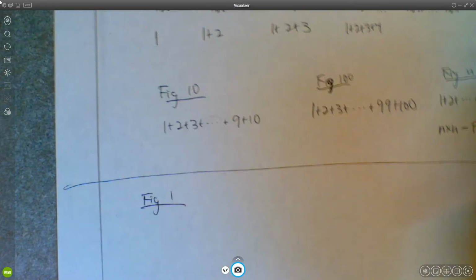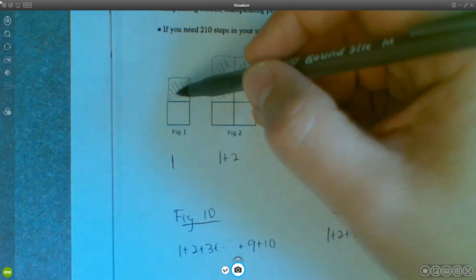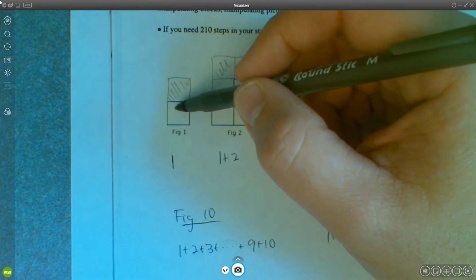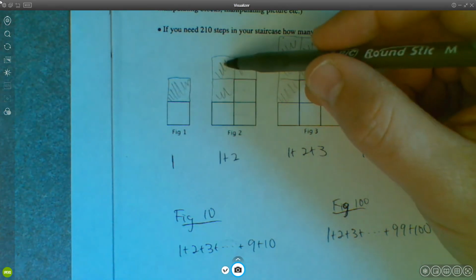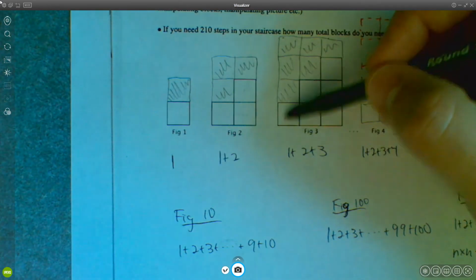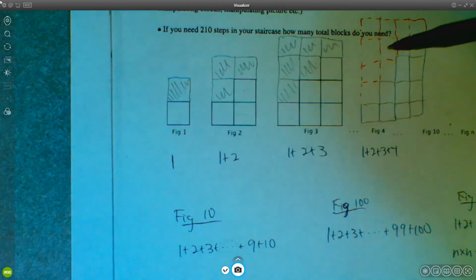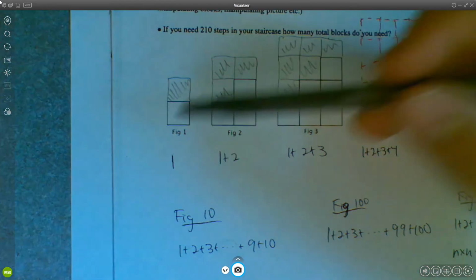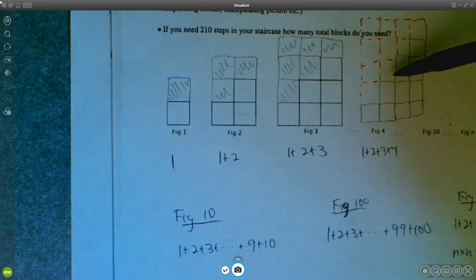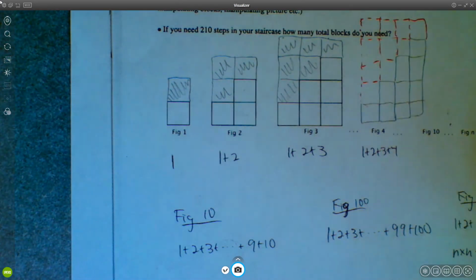So for figure 1, I can describe this as a 2 by 1, right? Figure 2 I can describe as a 3 by 2. And figure 3 I can describe as a 4 by 3, and 5 by 4, and so forth. And I've doubled the number of squares in each figure, so it's going to be that number, but then just divided by 2, right? Because I only actually have half that number of squares.